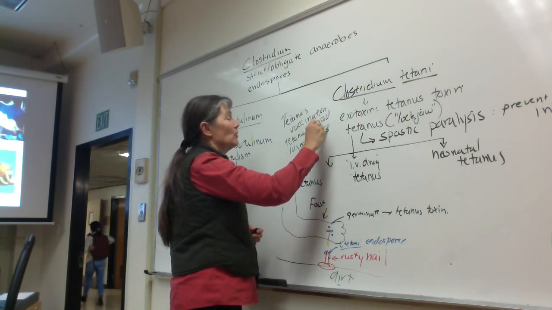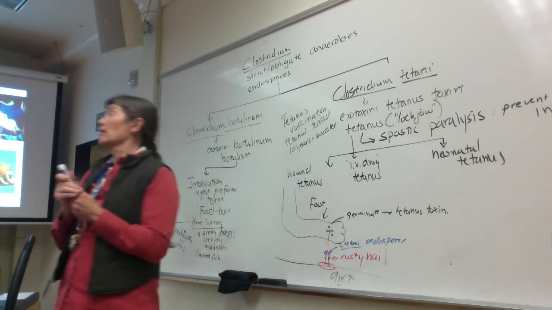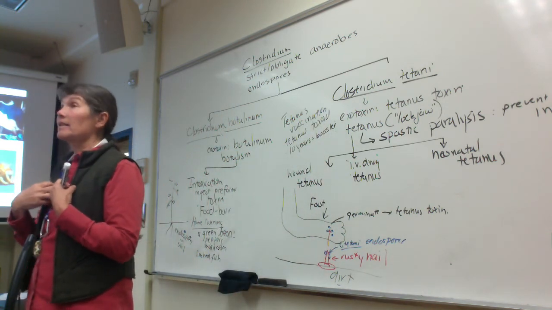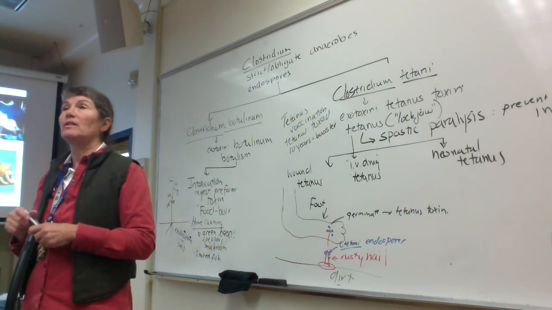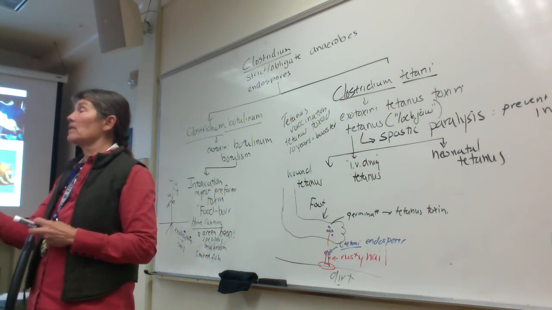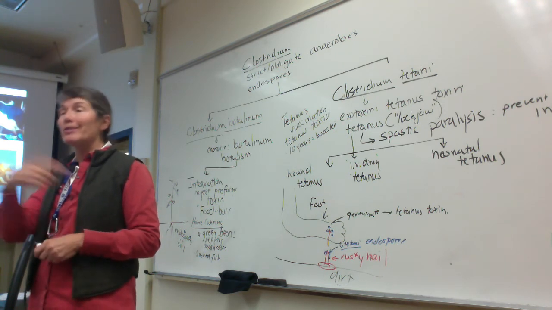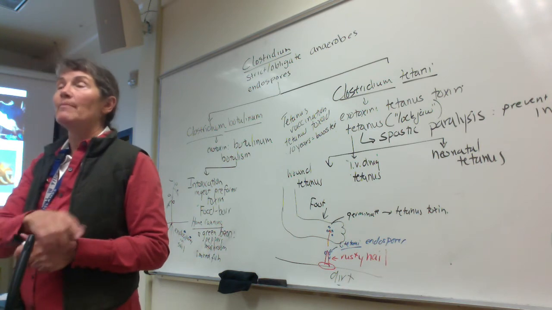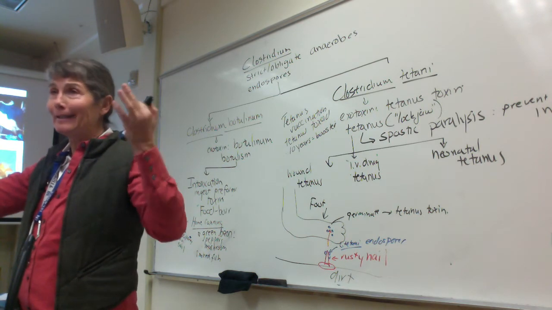We should have our own circulating, neutralizing antibodies, antitoxin to protect us from tetanus. That's why if you step on a nail, right off the bat they want to see when your last tetanus vaccine was. Our son stepped on a nail just this summer, and I was like, oh my God, we gotta go get a tetanus vaccine.